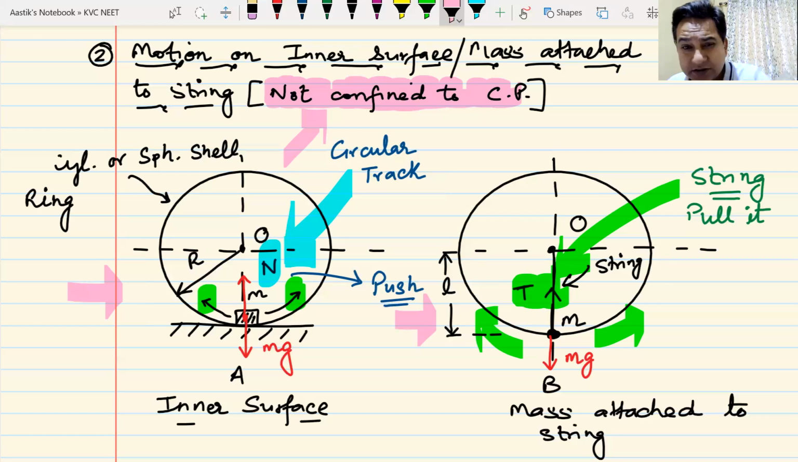Similar thing happened in the first case. In the first case, we saw when the angle becomes cos theta is 2 by 3, it loses contact. When it loses contact, it leaves the circular track. Same thing can happen in case A, same thing can happen in case B, and therefore we call this motion as not confined to a circular path.